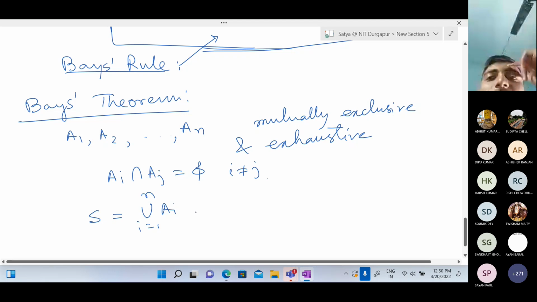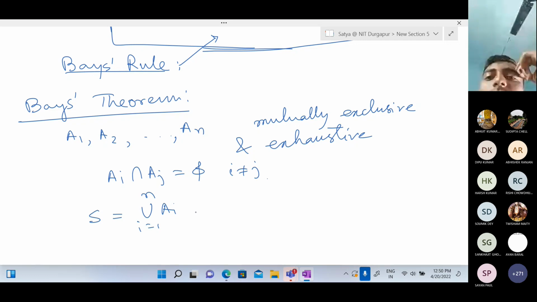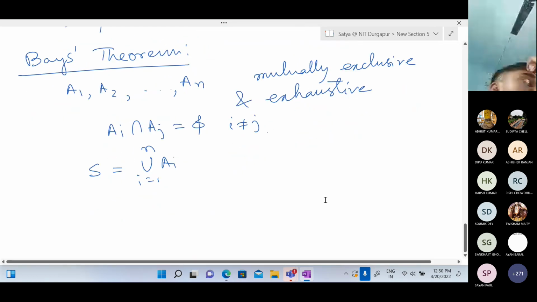And suppose I am saying two things. Let B be any event. That means B is a subset of S. Let B be any event.